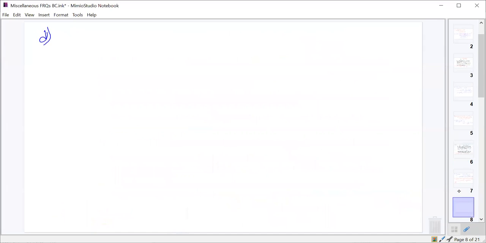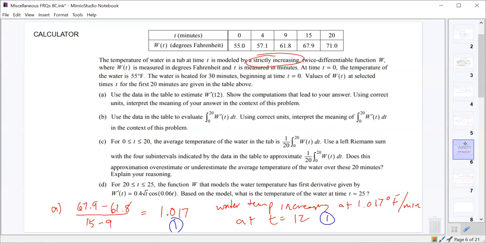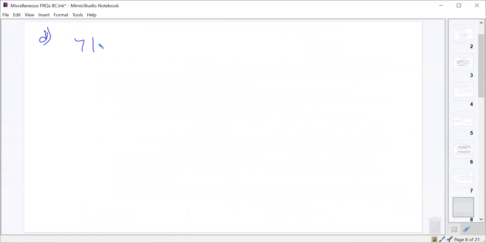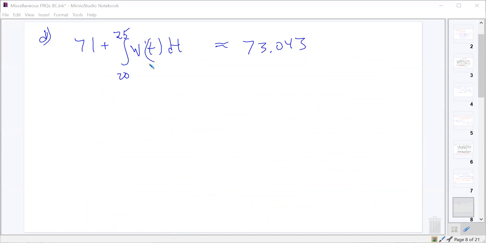So we will do, what was the amount at 20? 71. So it will be 71 plus the integral from 20 to 25 of W prime of T dt. And that will come out to be 73.043. And 1 point for the integral, 1 point for the answer. Any questions there on D?